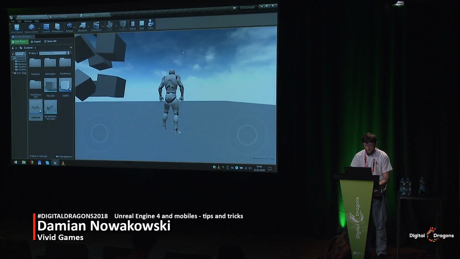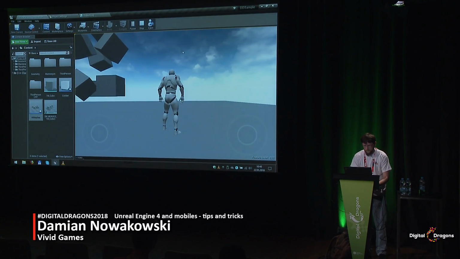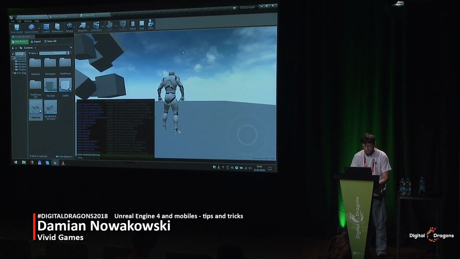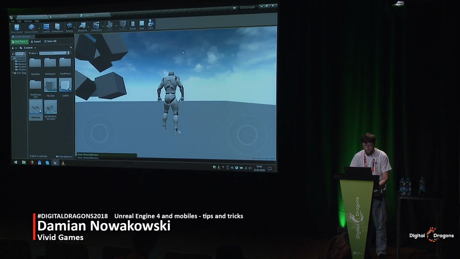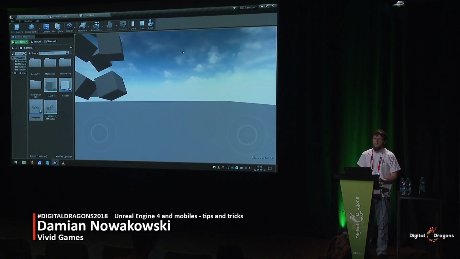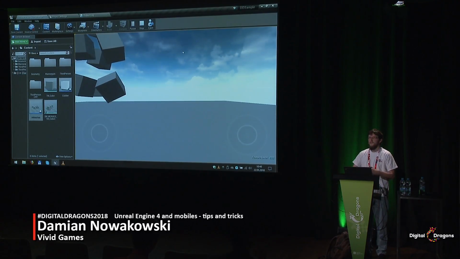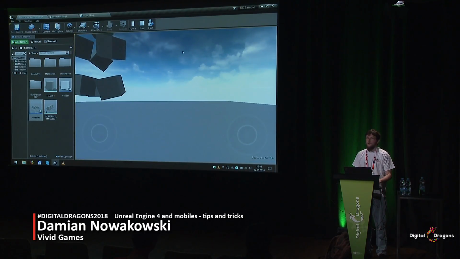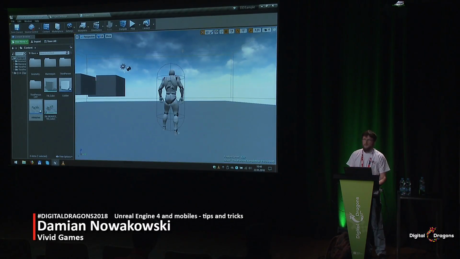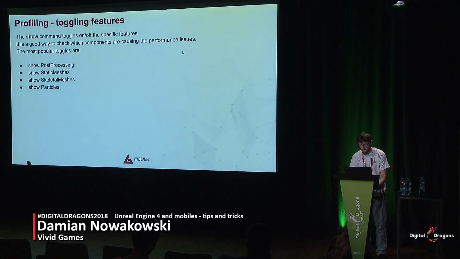I can, of course, toggle it back, and I can also show or hide the skeletal meshes. There are also the post processes and the particles. When you, for example, disable the post processes and suddenly the frames per second jump up, then you might know that, okay, there is a problem with the post processes and I have to optimize them later. So there you can just check all of these commands.